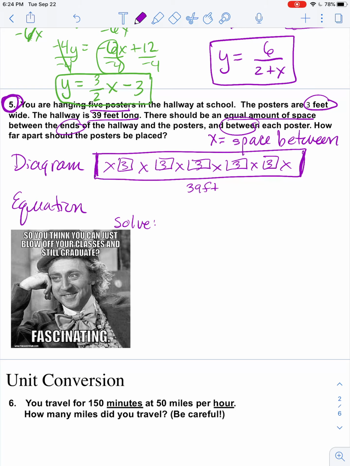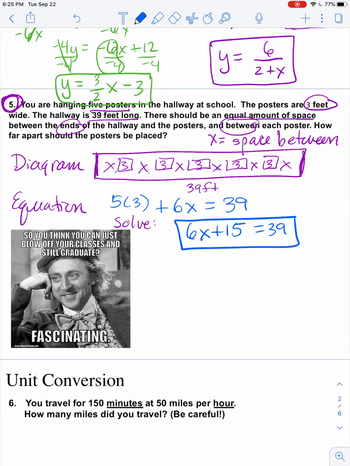So what's my equation? Well, if you look at this diagram and think about what's happening, you have 1, 2, 3, 4, 5 posters that are 3 feet each, plus I'm going to have 1, 2, 3, 4, 5, 6 spaces that are x feet, and they have to add up to the total of 39. So my equation would basically be, if I'm going to write it in a more familiar form, 6x plus 15 equals 39.